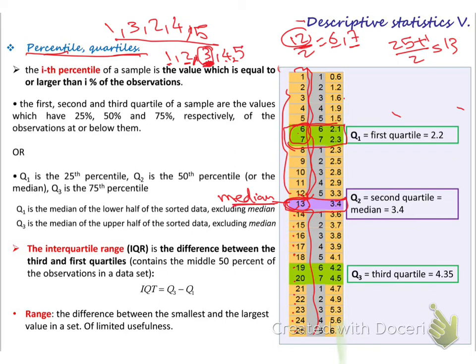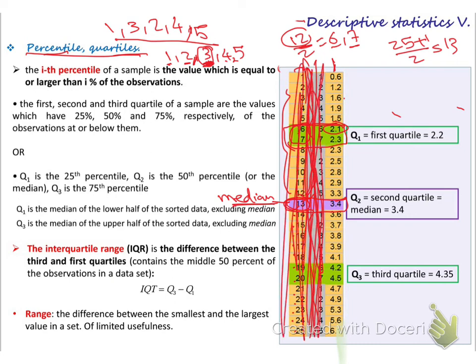So what is the median value? It will be the reading. This is the reading. These two columns are nothing, just to have the sequence and the numbering. These are the serial numbers, and this is my reading.